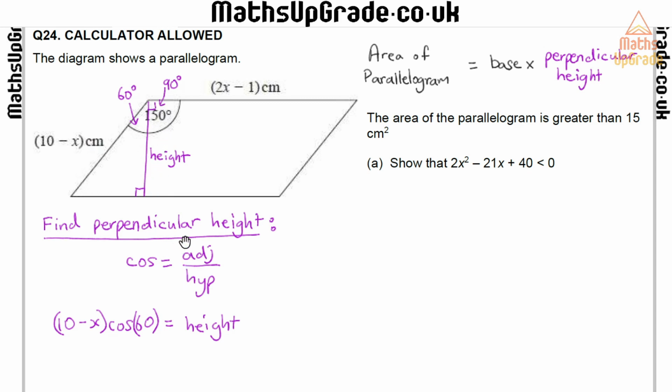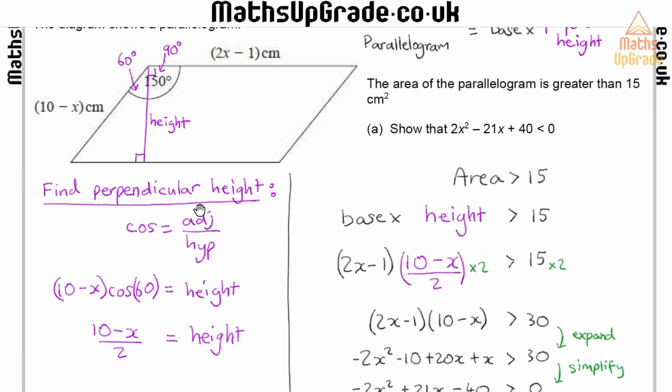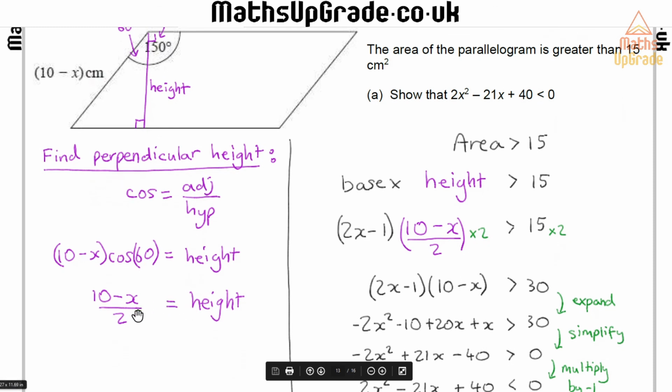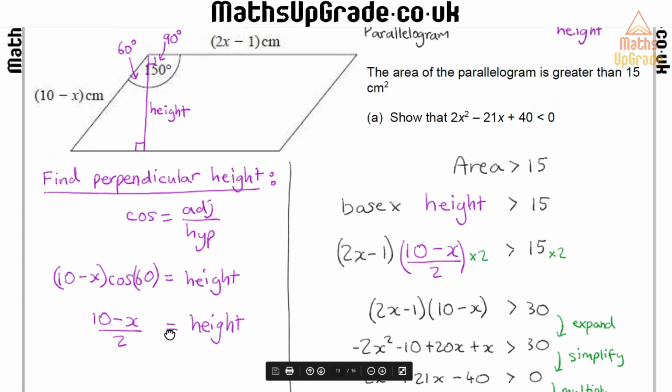So adjacent and hypotenuse are related using the cos. So cos equals adjacent divided by hypotenuse. The height is the adjacent, so I'm just going to rearrange this so that adjacent is the subject of this equation. So adjacent equals cos times hyp. Adjacent is height, cos is cos of the angle 60, hypotenuse is 10 minus x. What I need to do now is evaluate cos 60. Well, cos 60 is a half, so the height therefore must be 10 minus x halved. In other words, 10 minus x divided by 2. So I've got the height in terms of x.